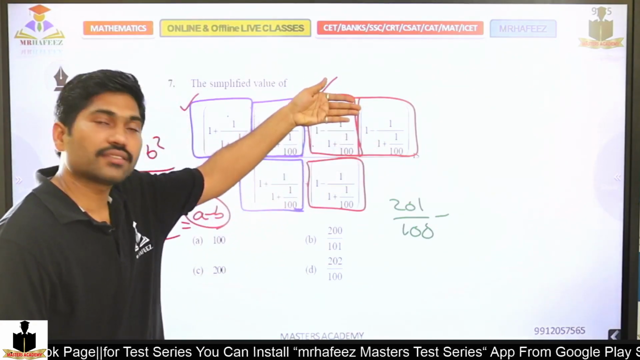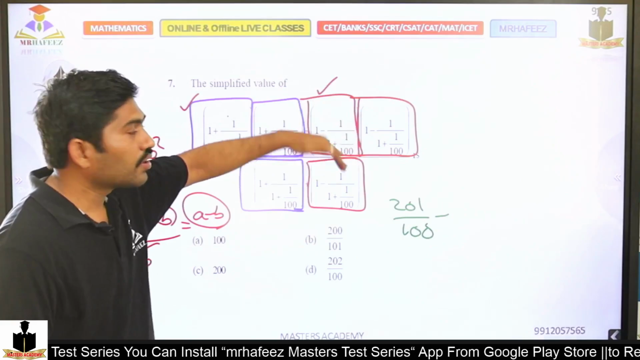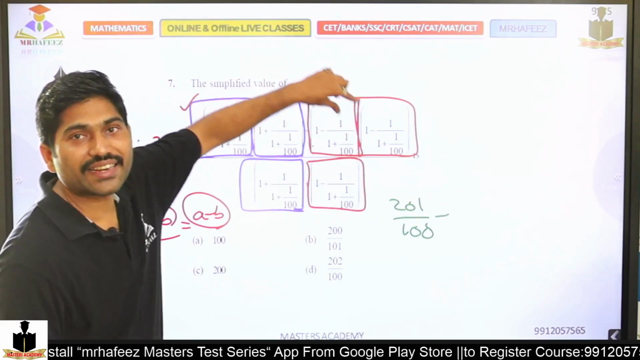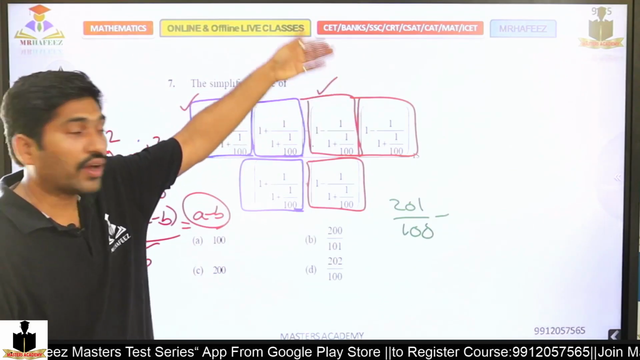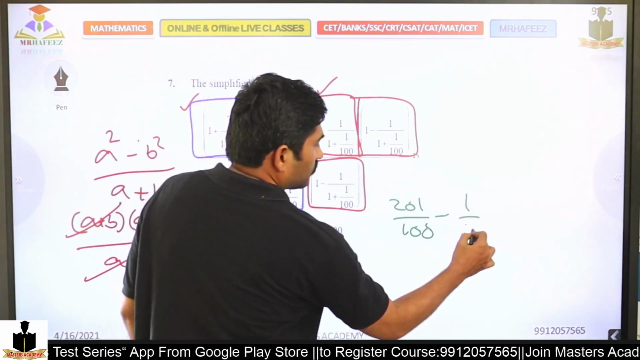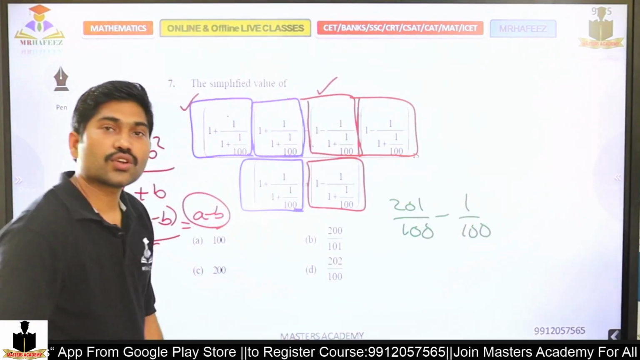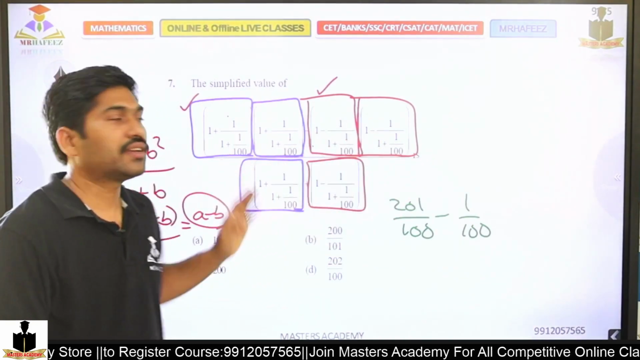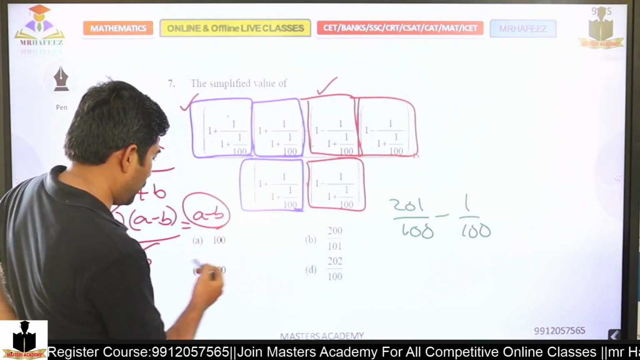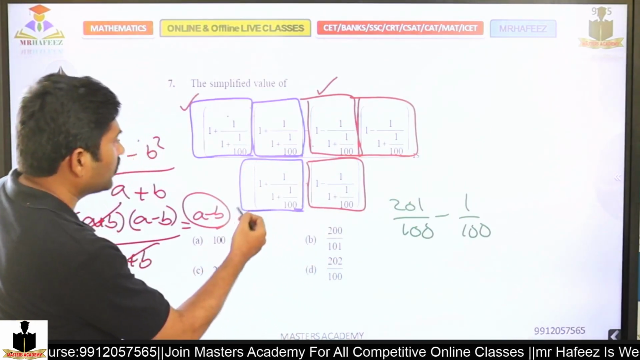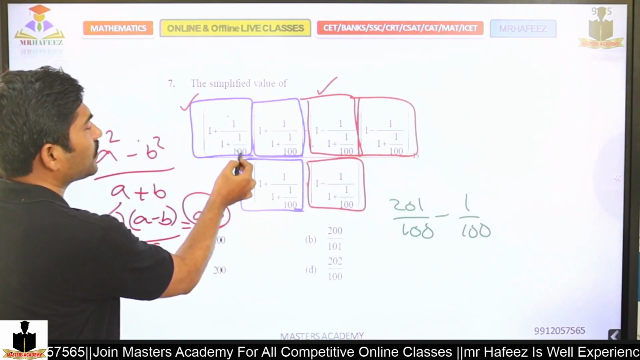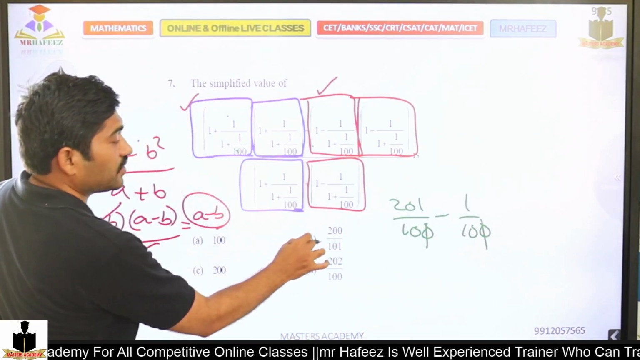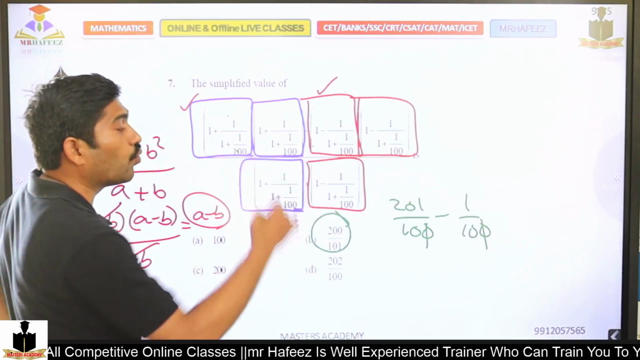It's in reverse. So 100 by 101. 101 one time. 101 minus 100. So it's 1 by 100. So 201 by 100 minus 1 by 100. Answer is 200 by 100. Is that? No, this is 101. This is 101 and this is 101. The answer is 200 by 101.